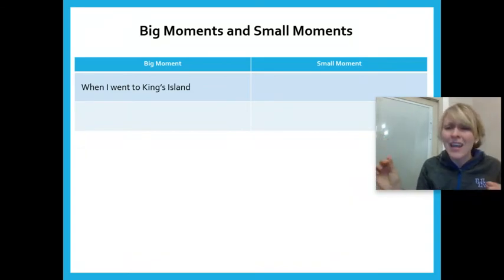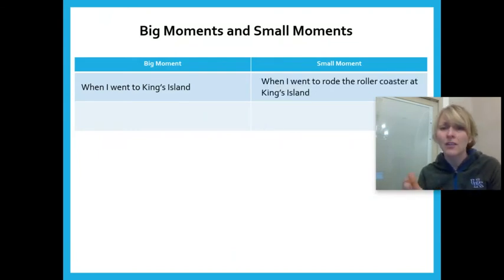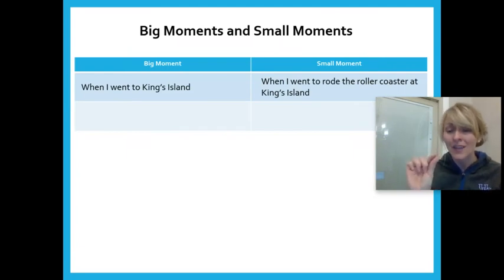I want to kind of narrow in on one small moment at Kings Island, and a lot of you said like excited for this one. It made you feel really excited. Well, what happened at Kings Island specifically that made you the most excited? Maybe you would say something like, when I rode the roller coaster at Kings Island. Now, that's a small moment. That's a moment in your life that did not last that long, but you felt that strong emotion of excitement. So, that would be a good small moment to write about.